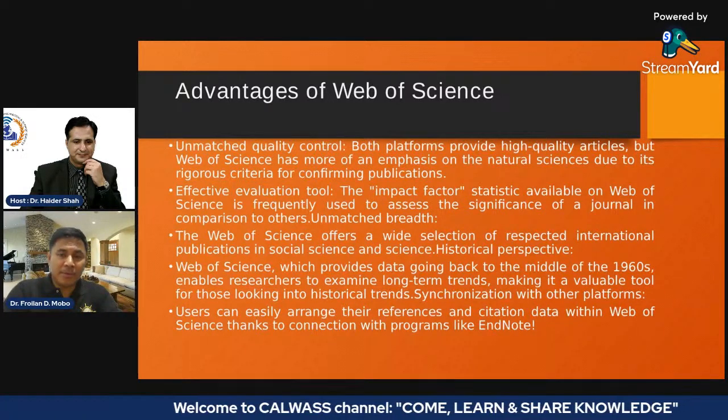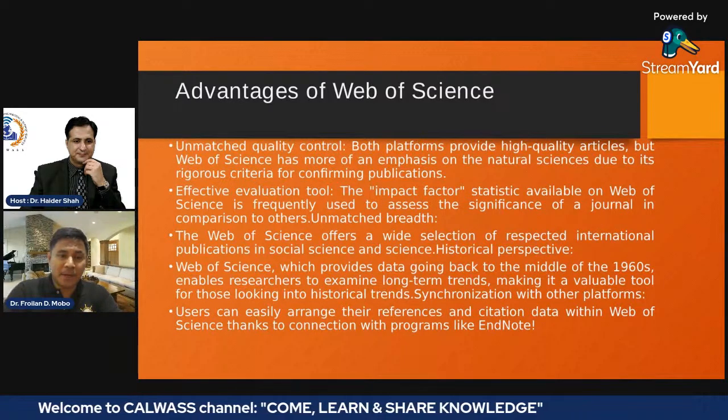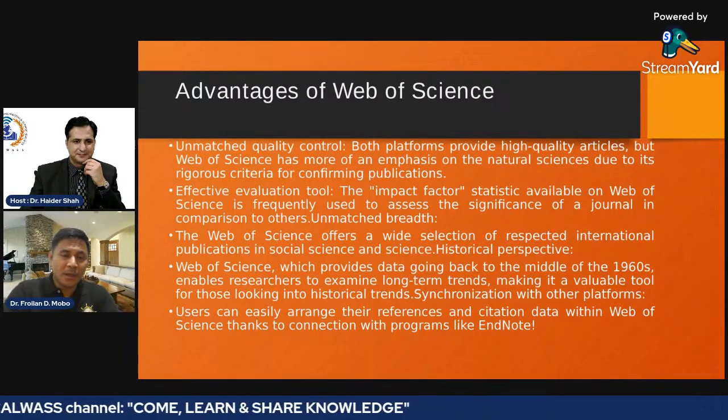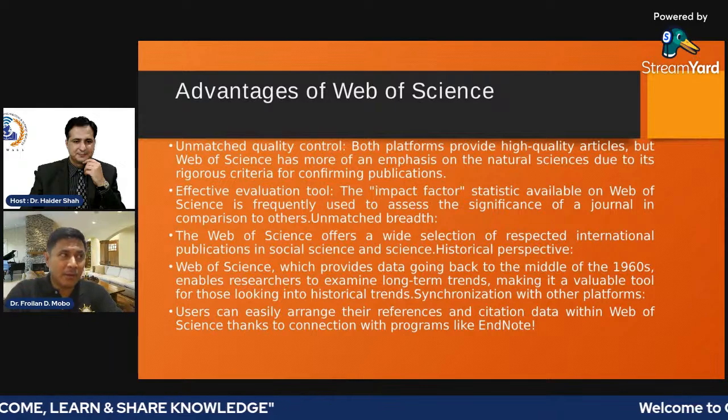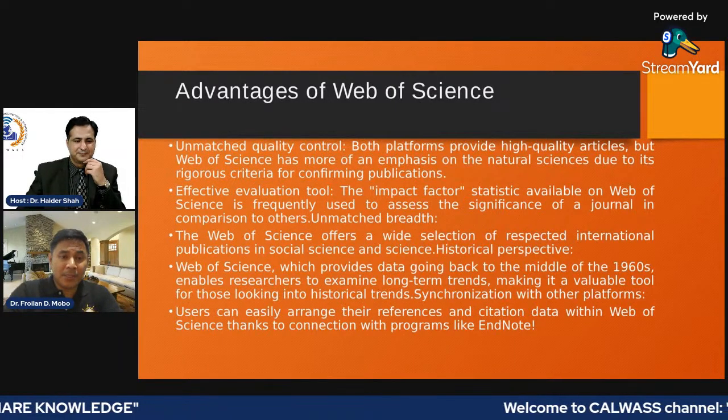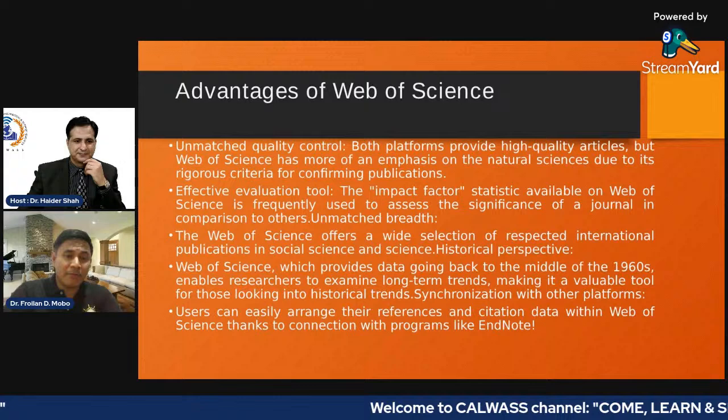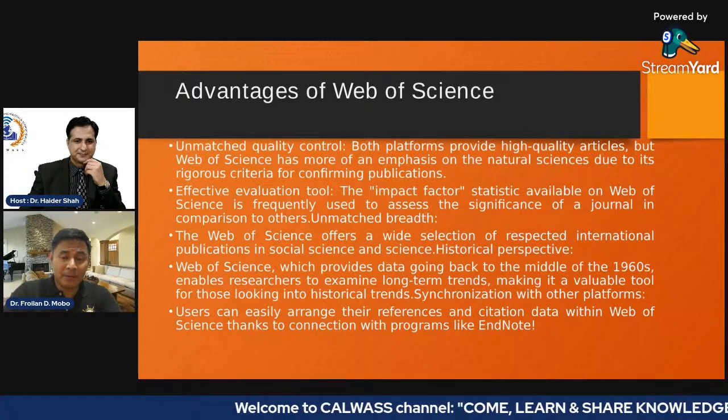So it's very important to consider how to check the quality control when we write papers. Another is, of course, an effective evaluation tool, the impact factor, because we are using SJR.